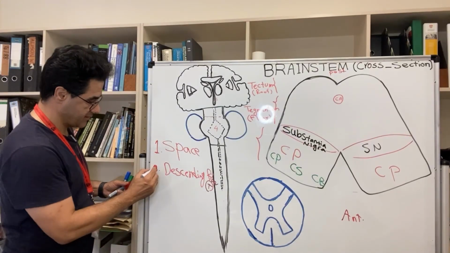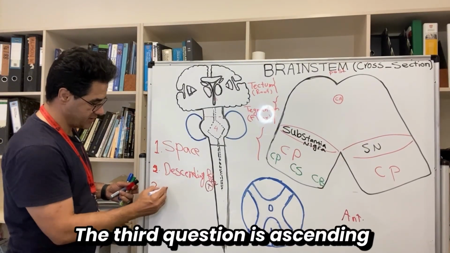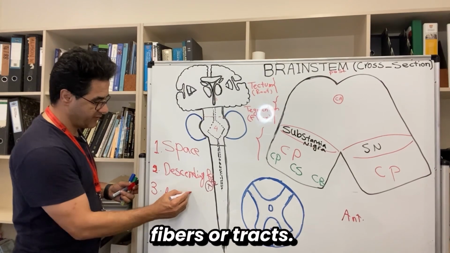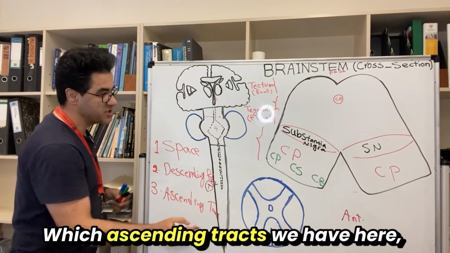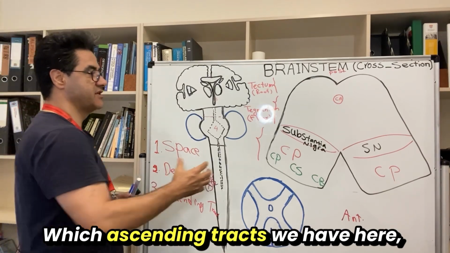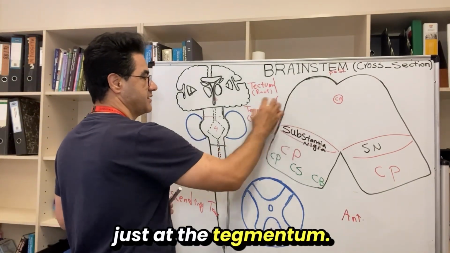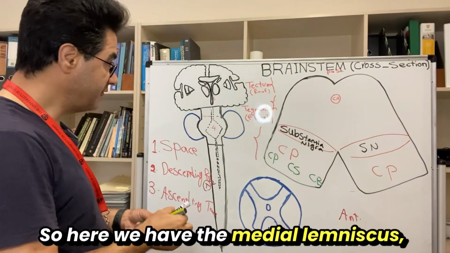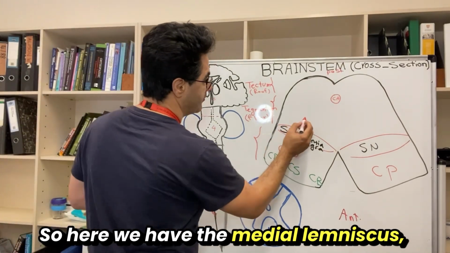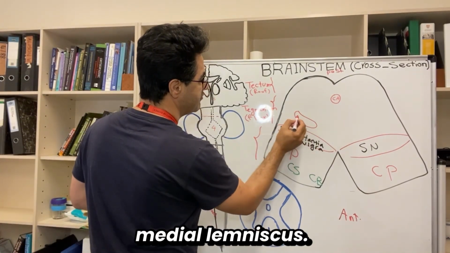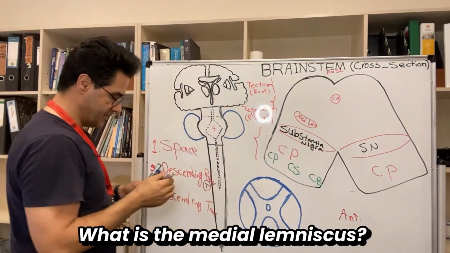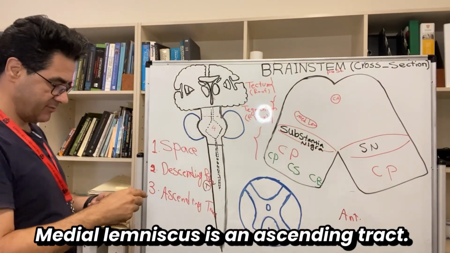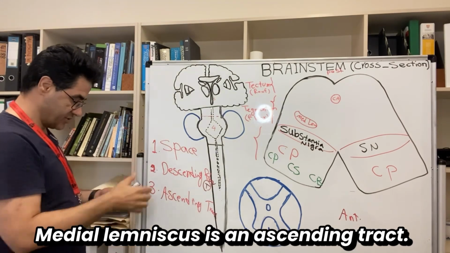Ascending. The third question is ascending fibers or tracts. Which ascending tracts do we have here just at the tegmentum? Here we have the medial lemniscus. What is the medial lemniscus? Medial lemniscus is an ascending tract.